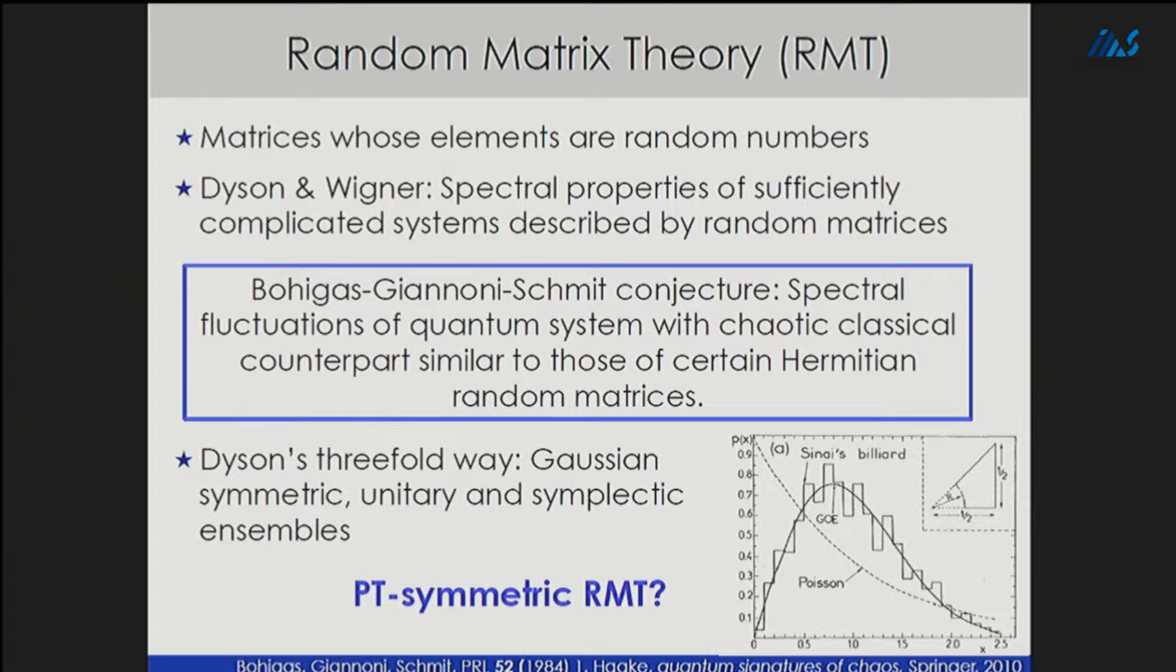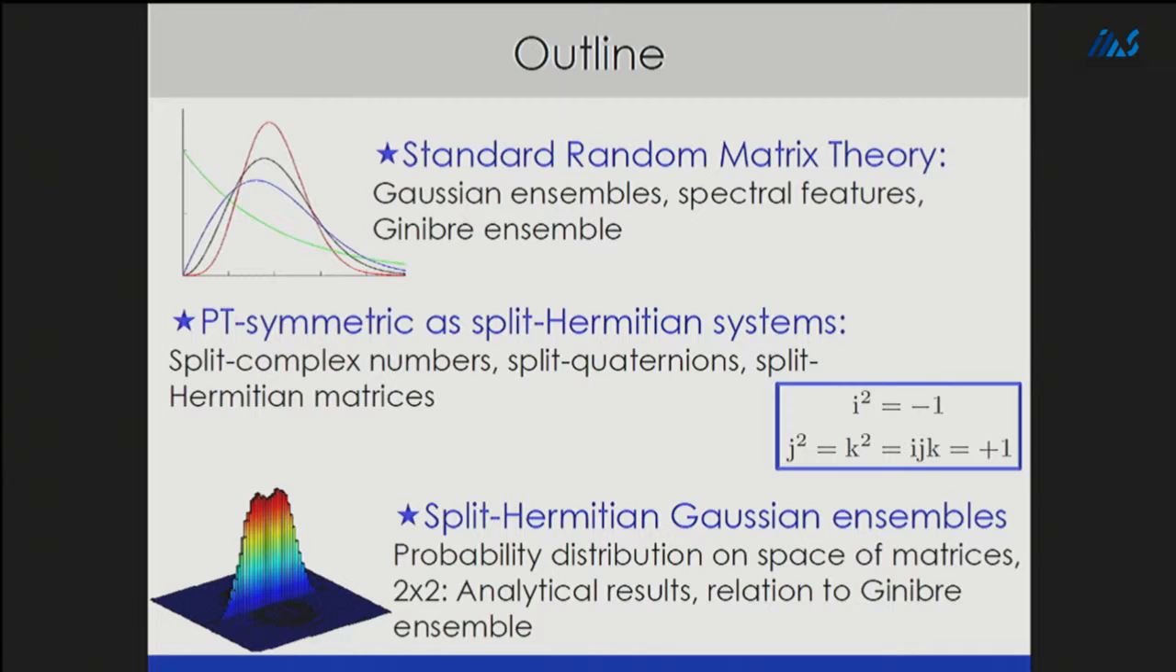So the outline for my talk is that first I want to tell you a few things about some standard random matrix ensembles. Basically, I review in two slides some features of the Gaussian ensemble, so Dyson's threefold way I've been mentioning before, show you a few spectral features, and then I also talk about the Ginibre ensemble that some of you may or may not know, which in fact is PT symmetric, and I believe that Joshua is going to talk more about the connection tomorrow.